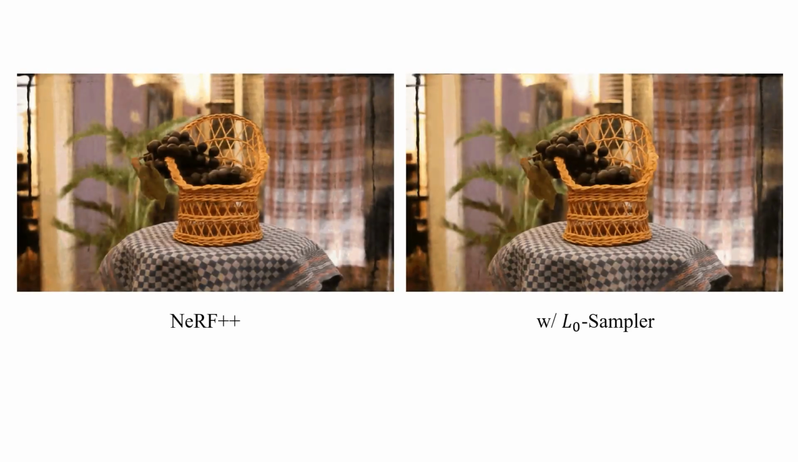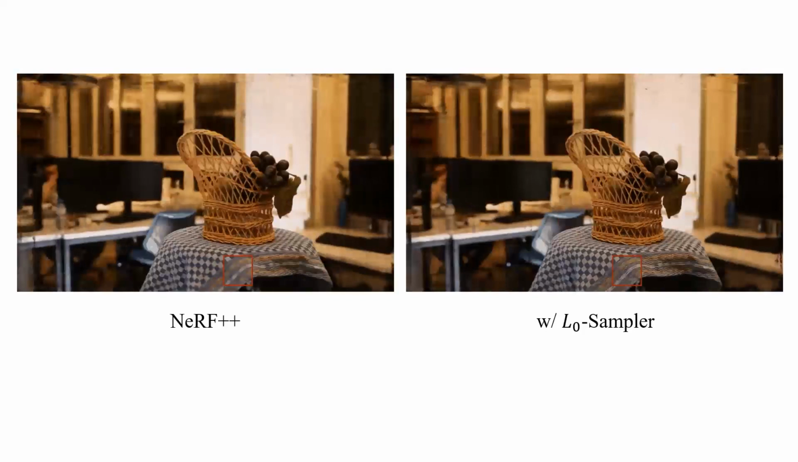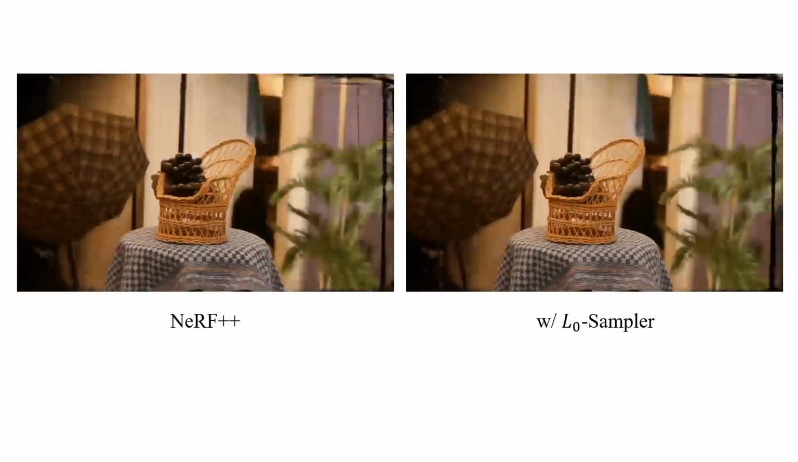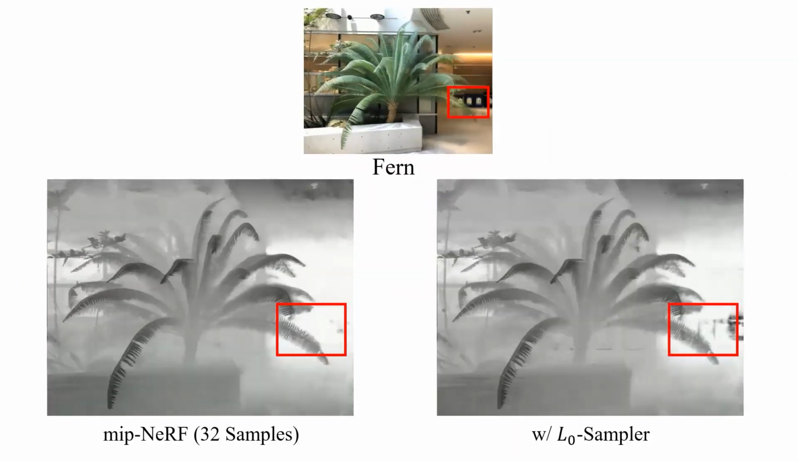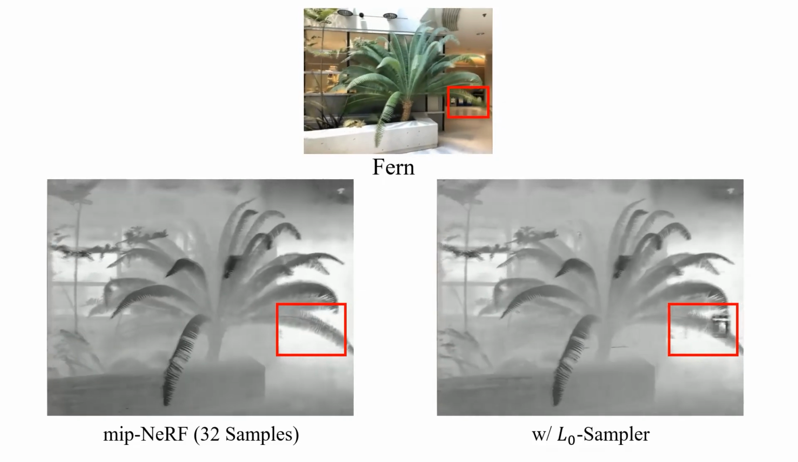The test on the LF dataset by NeRF++ shows that our L0 sampler can also improve the rendering of more complex scenes. In addition, in sparser sampling scenes, our L0 sampler can capture better details of geometry.